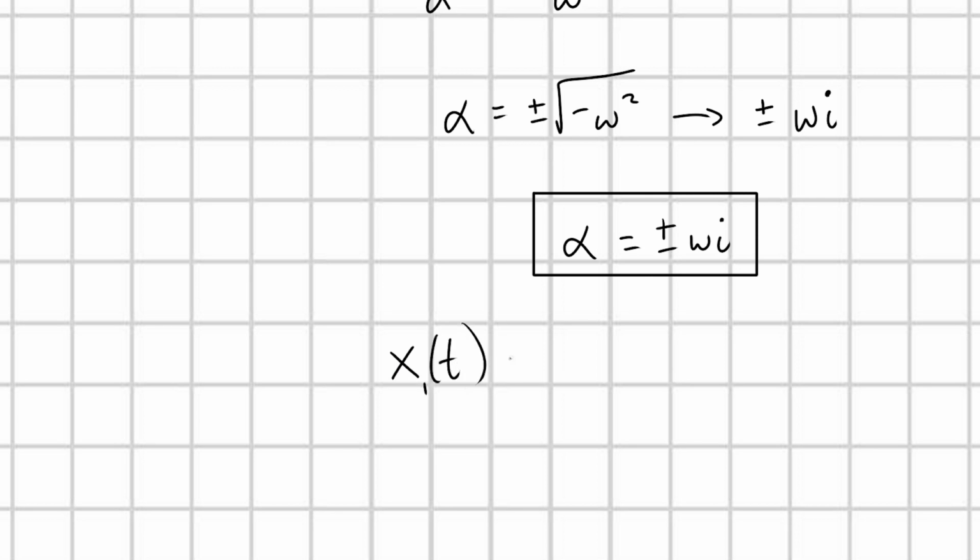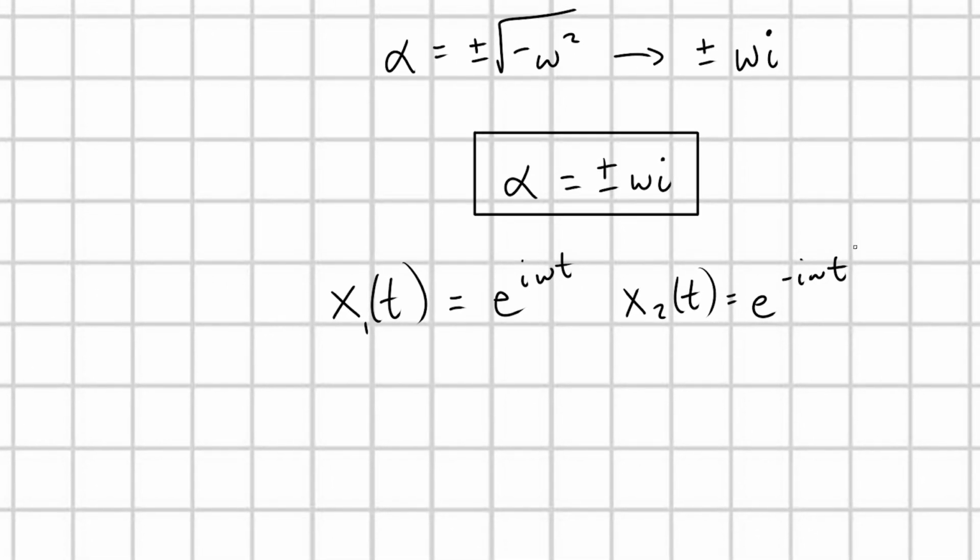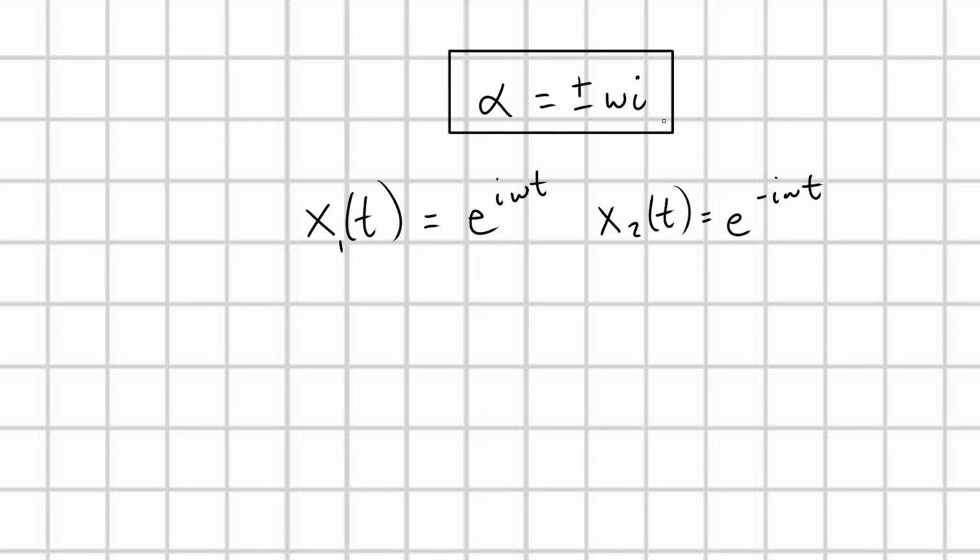Where x1 of t is equal to e to the i omega t. Oh, don't forget the t. That's important. And x2 as a function of t is equal to e to the minus i omega t. Now get ready, because there's going to be a lot of information in this next statement, and we're going to break it down. So right now I have two solutions, x1 and x2. Here's my claim.